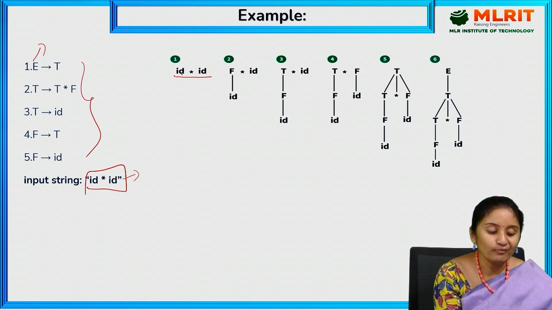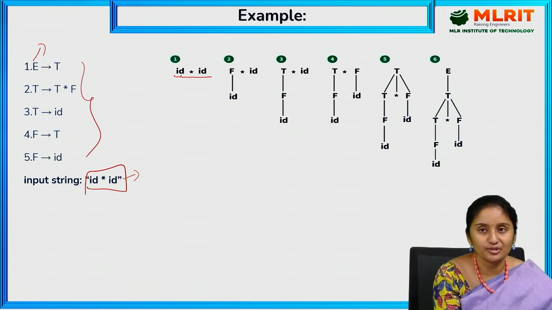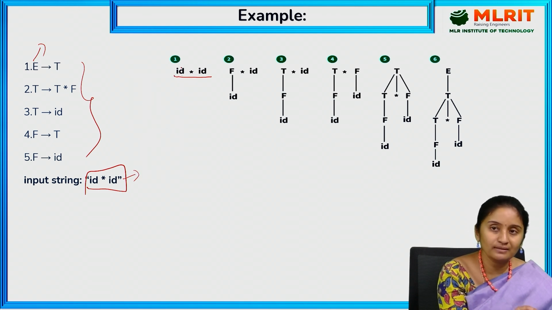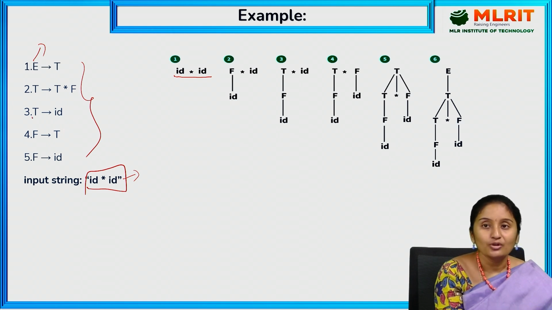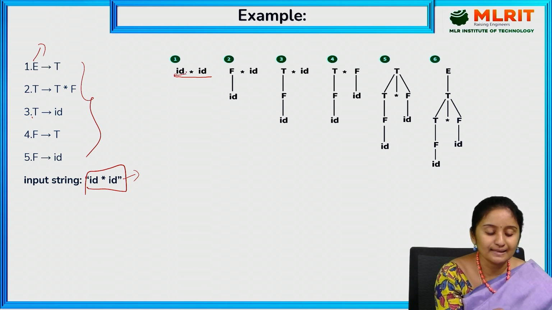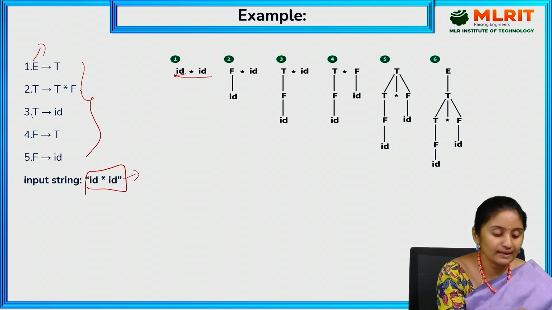Let me check if any handles are there for this substring. A handle is nothing but this: if I find the substring in the given production, then I replace that handle with the left side non-terminal. So that is what we are going to call a handle. Here, see, ID is there. So let me check in the grammar where I can handle this ID.